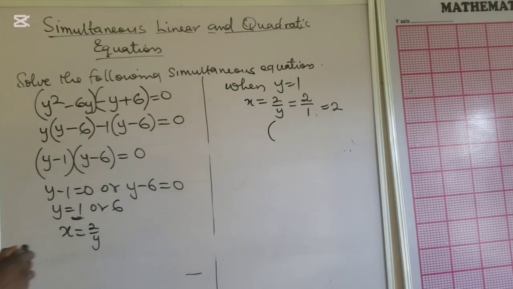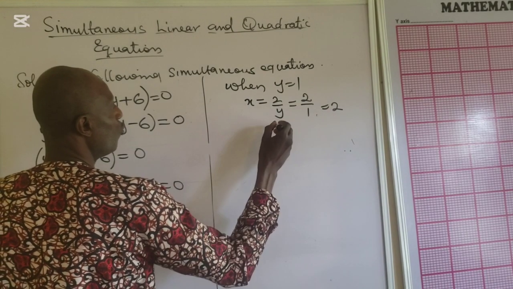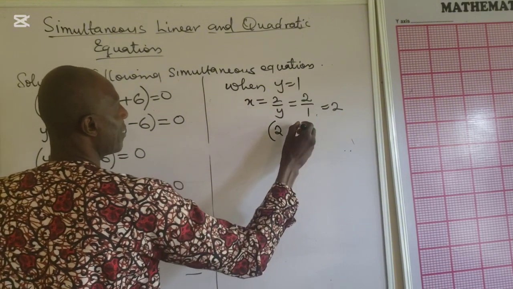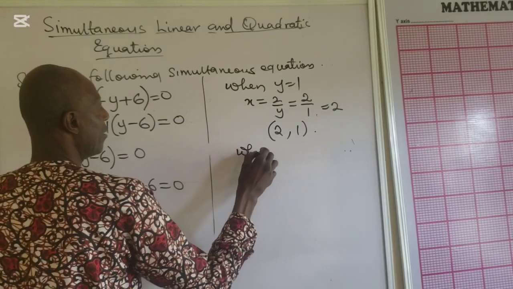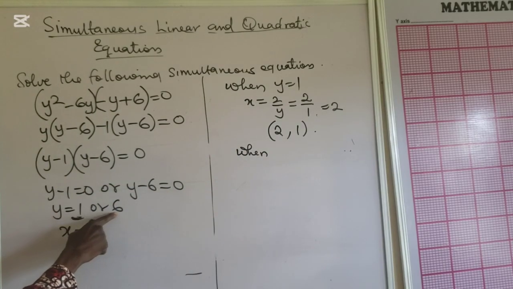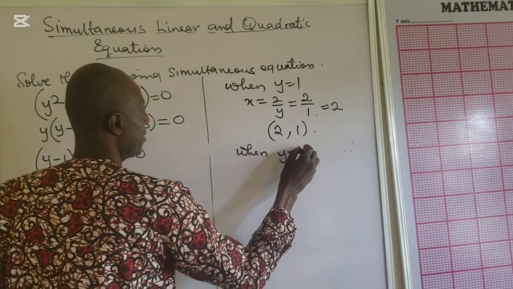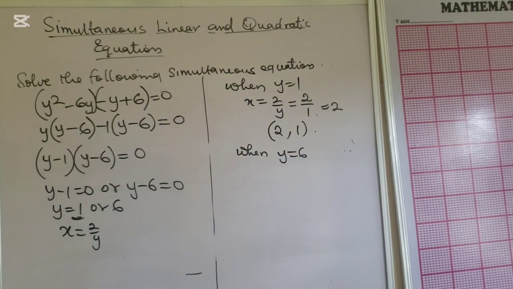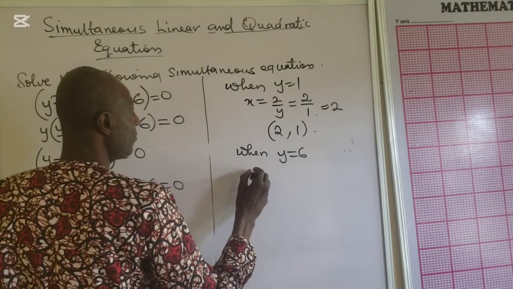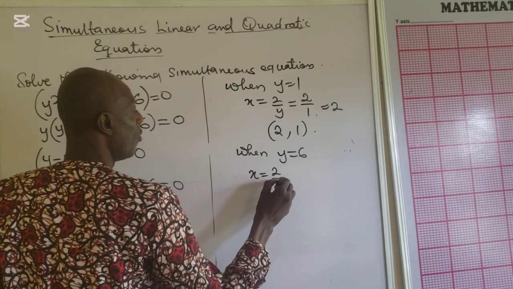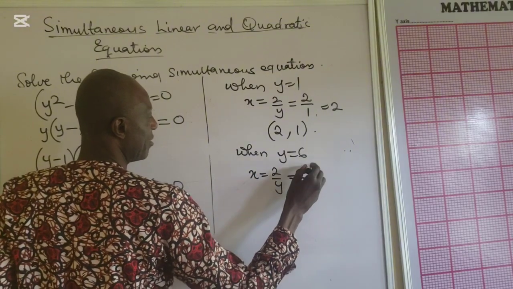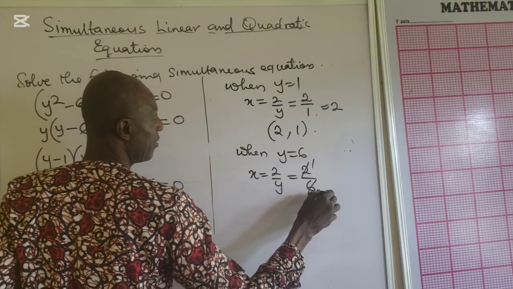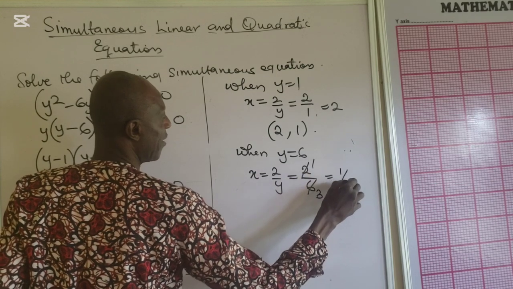So in coordinate geometry, you write the value of x before the value of y. So 2, 1. When y is equal to 6, let's get the value of x. So x is equal to 2 over y, which is equal to 2 over 6. 2 here 1, 2 here 3. It's equal to 1 over 3.